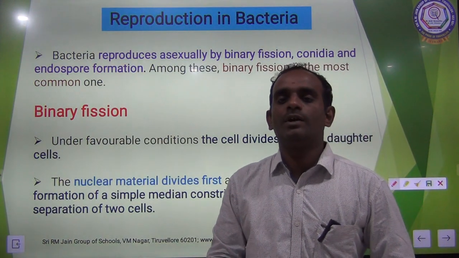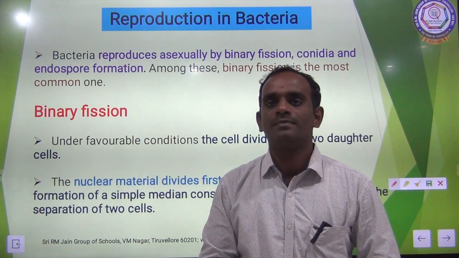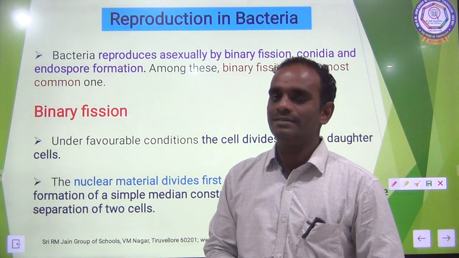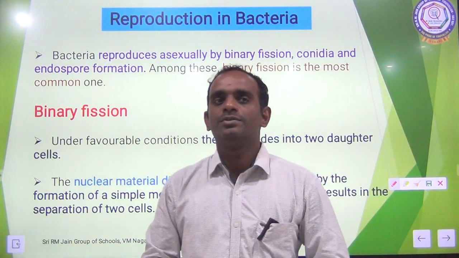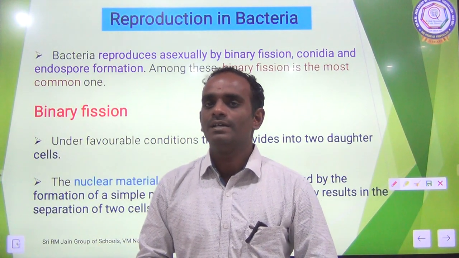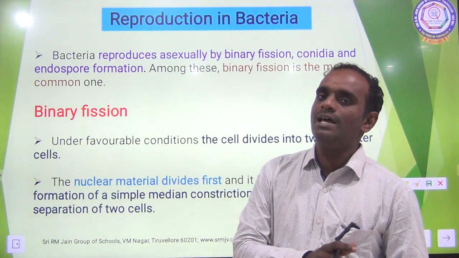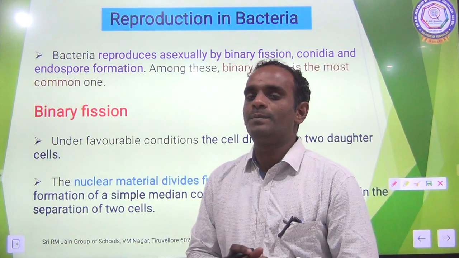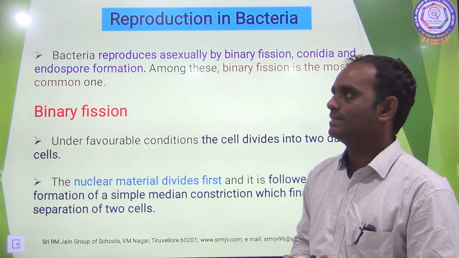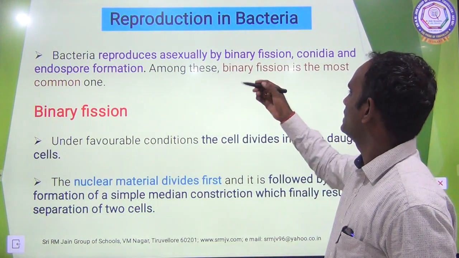While talking about reproduction, what comes to your mind first? Types or methods of reproduction. Yes, exactly. There is an asexual method and a sexual method. In bacteria, two different types, asexual and sexual modes of reproduction, take place. Bacteria reproduce asexually as well as sexually.